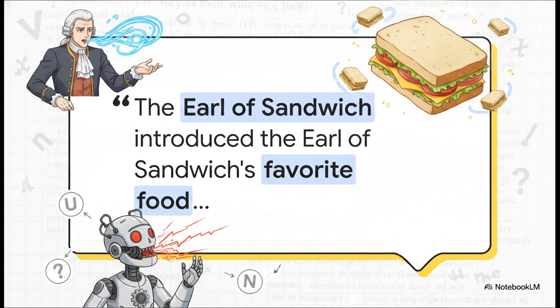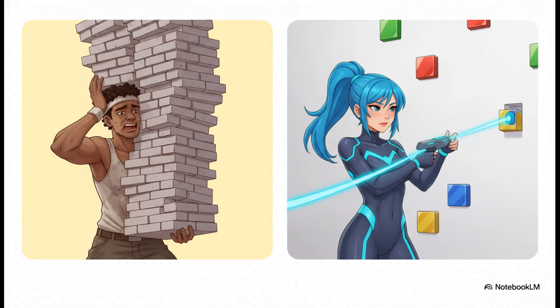The Earl of Sandwich introduced the Earl of Sandwich's favorite food, the sandwich. It is structurally correct, sure, it has nouns and verbs, but it sounds incredibly clunky and robotic, doesn't it? The repetition is just exhausting. But look at how easily we fix it.